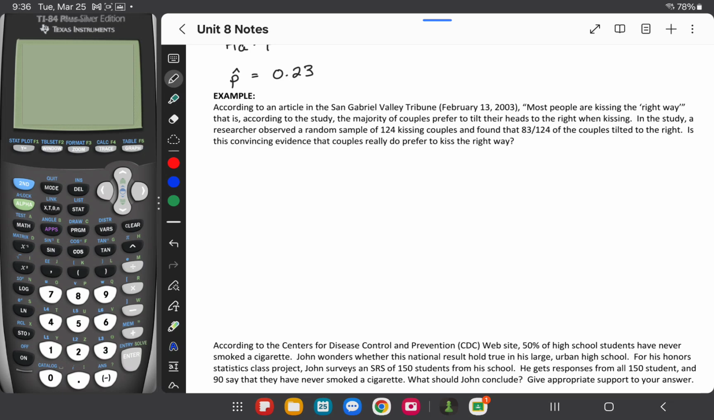All right, so let's go through that 4-step process. We'll start with our statement. So in our statement, there are, once again, 2 things we need to say. First, we need to say our parameter of interest, which is, in this case, p. What p is going to represent for us is the true proportion of couples who kiss, quote, the right way.